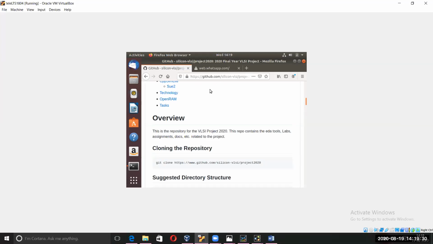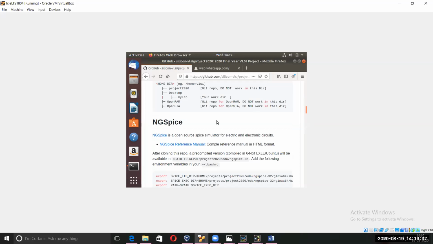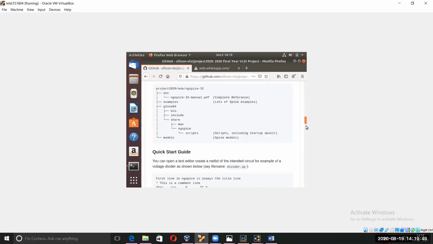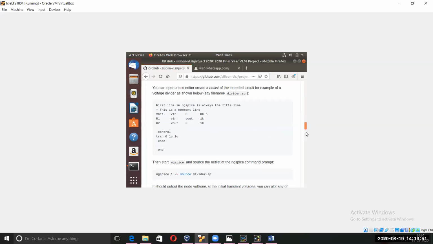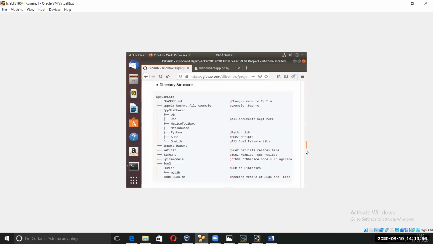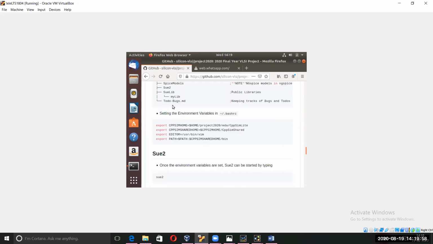As you go down the GitHub page, this one I have done for my project, but it is similar for the course also. Just go down to ngSpice. There is a manual here. Just read the manual and you will know all the commands and the meaning of each, which we are explaining line by line. Then go down and the environment variable is under the CPPCM Lite section. Just copy this one and paste it in your .bashrc file.